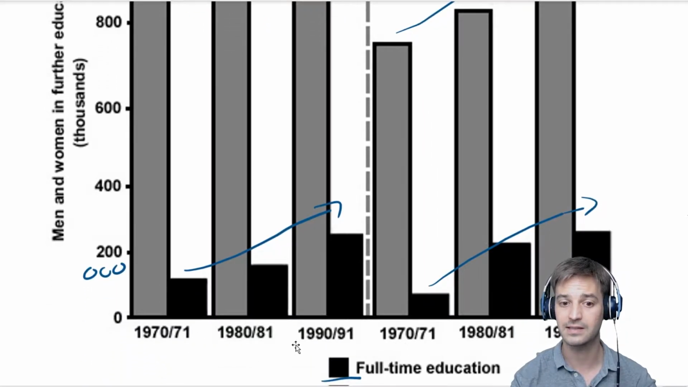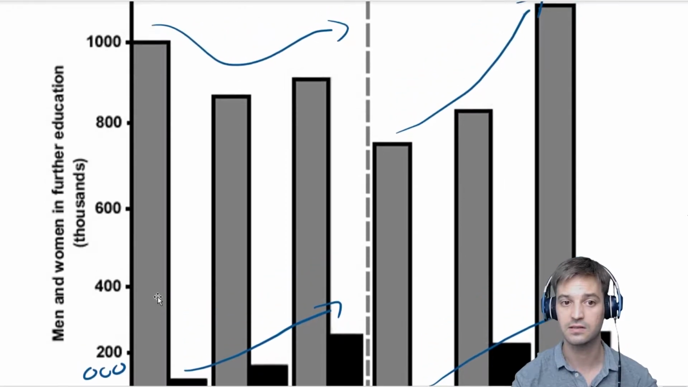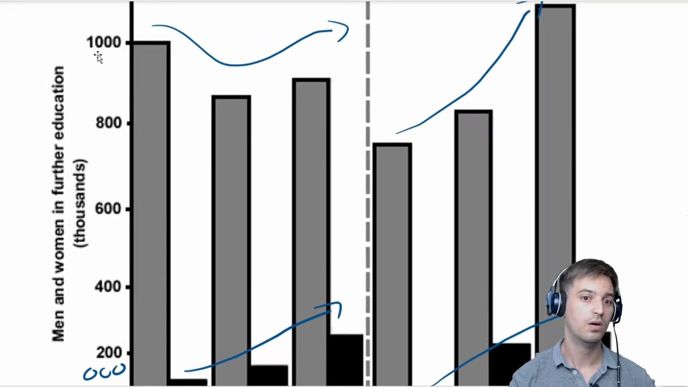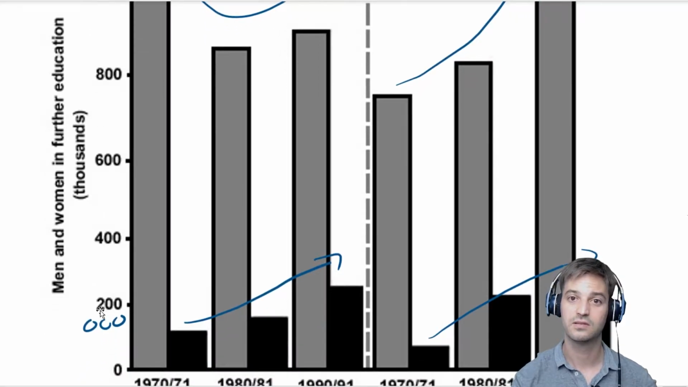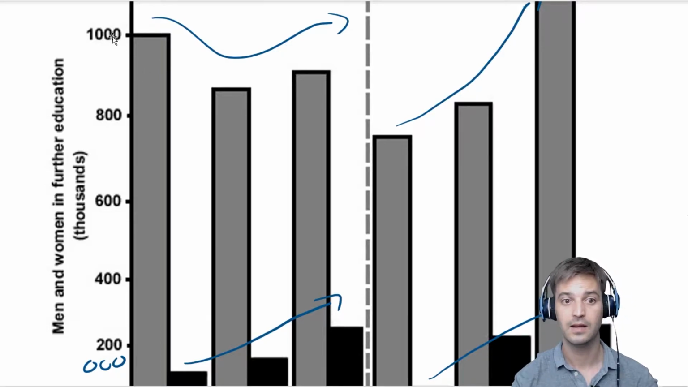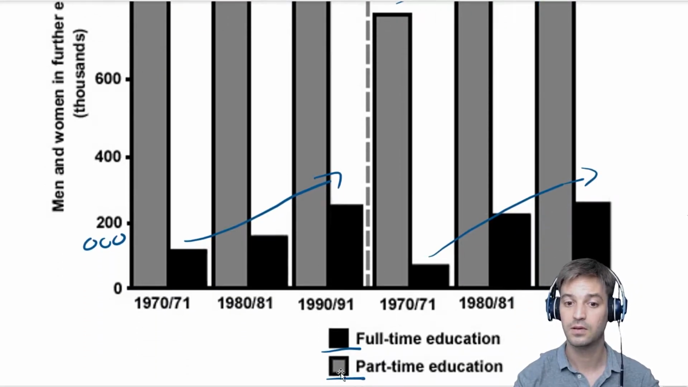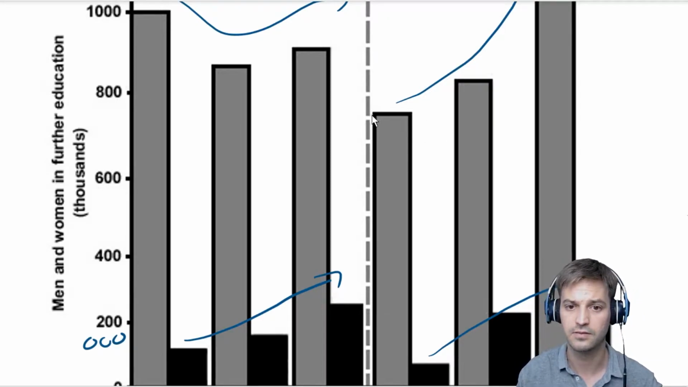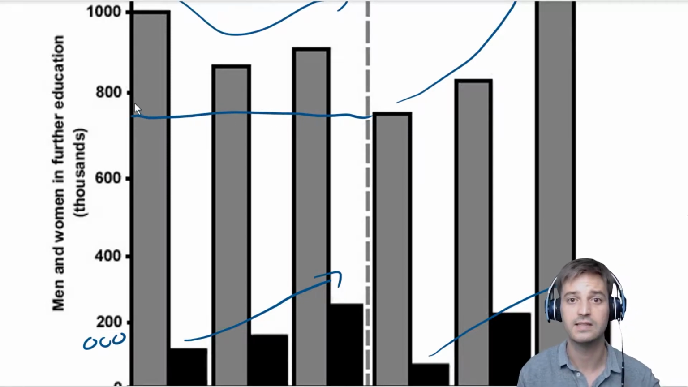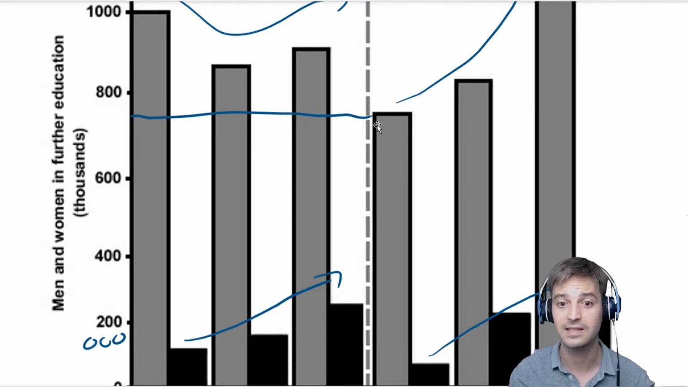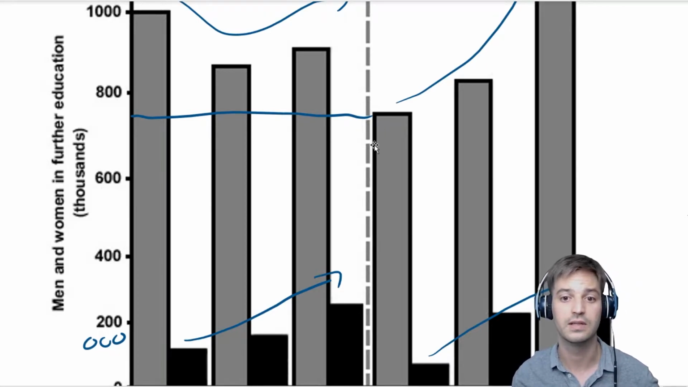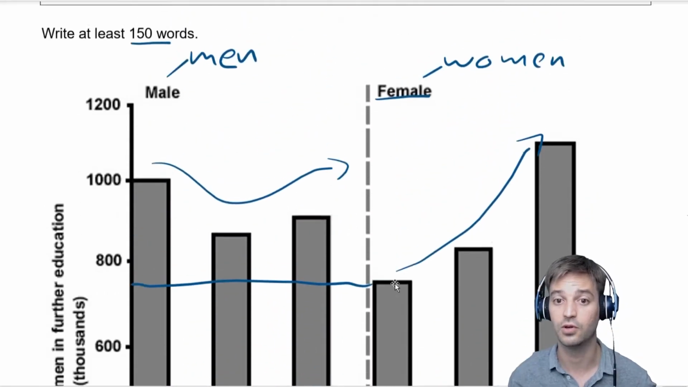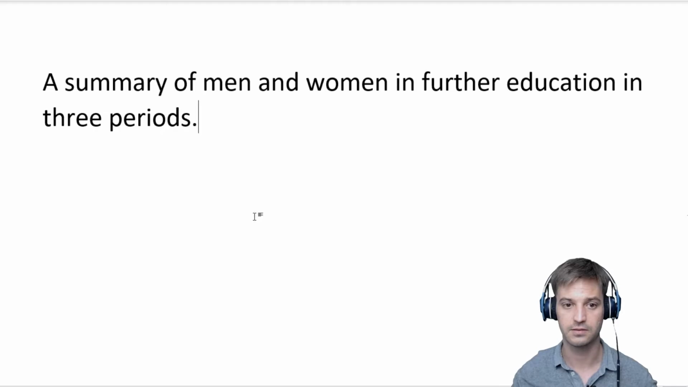We can say in the 1970s, with both the male and the female group, there were about 1,000 thousands, a million. There were about 1 million males enrolled in the grey, part-time education, and we can see here that this line, the female, is just under 800,000. So we can say that just under 800,000 females enrolled in further education. So let's type that out.